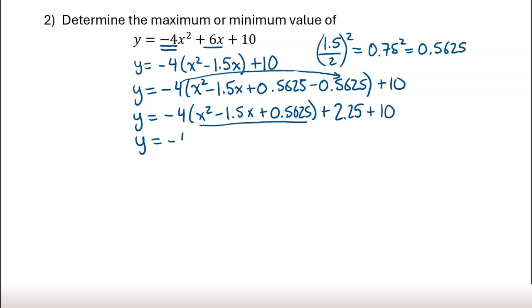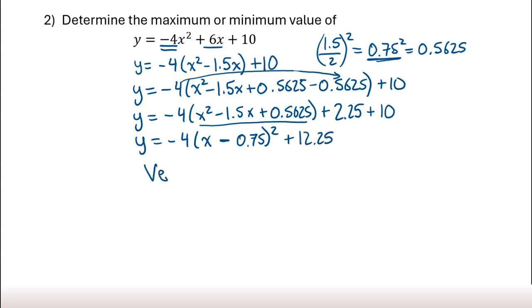And so we get negative 4 times x, the square root of the 0.5625, which, by the way, is always the term that I squared up above. So it's 0.75. And then the term in between them is a negative, so it's minus, all squared. And then we take the 2.25 and add it to the 10 for 12.25.